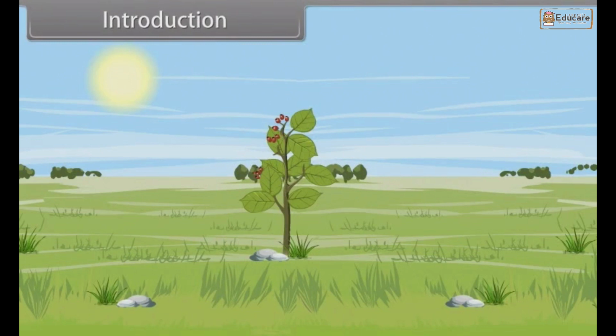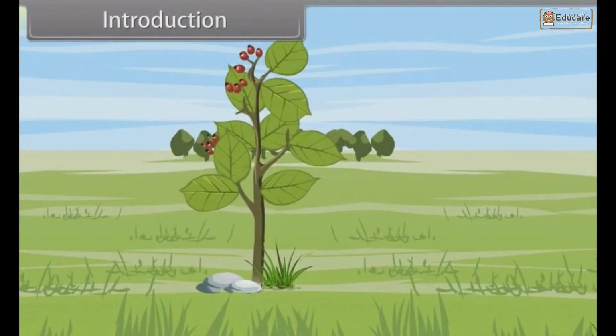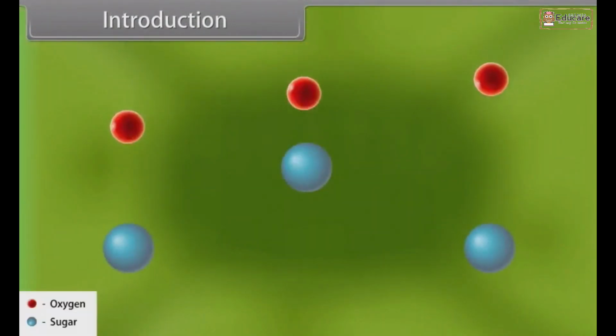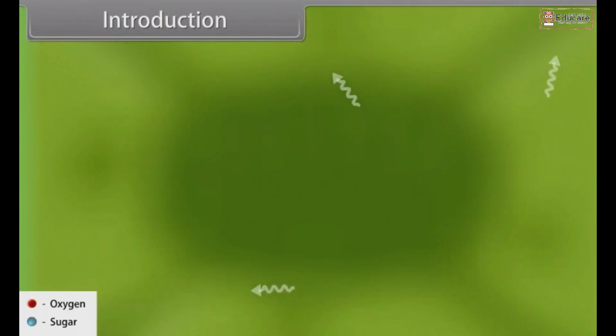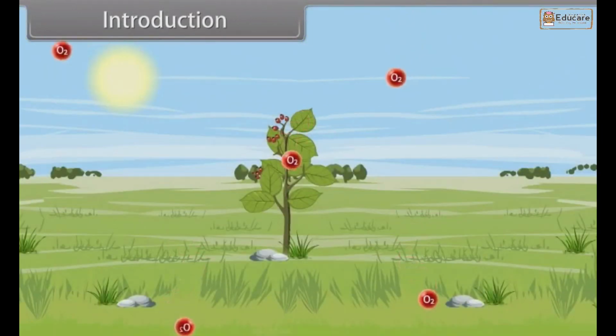Hey kids, we have learned so many things about plants. Now we learn about respiration in plants. Respiration is a process of burning sugar to produce energy for growth, reproduction, and other activities of life. If oxygen is present, then it is termed as aerobic respiration.